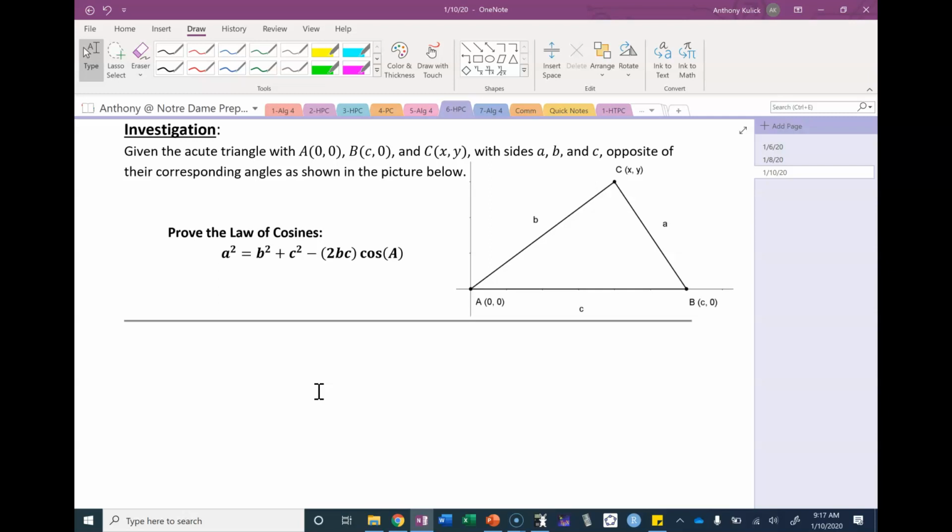So my plan for this proof then is going to be to take this triangle ABC that I've drawn and divide it into two right triangles so I can use the Pythagorean theorem. The question is, how am I going to divide it into two right triangles? Why would I want to split it at C? Why not use angle A or angle B?